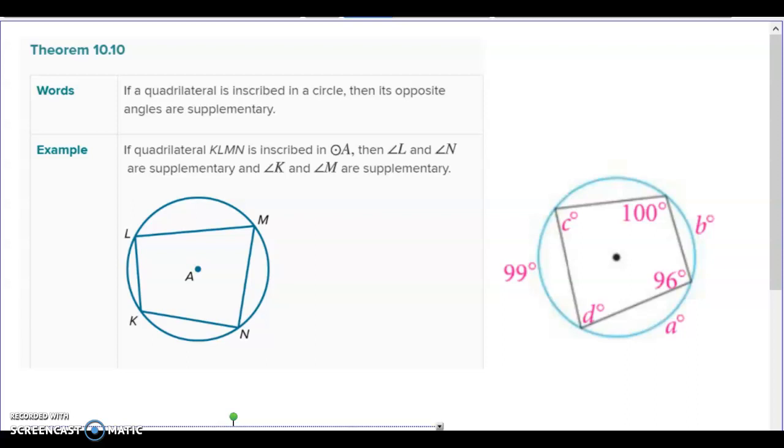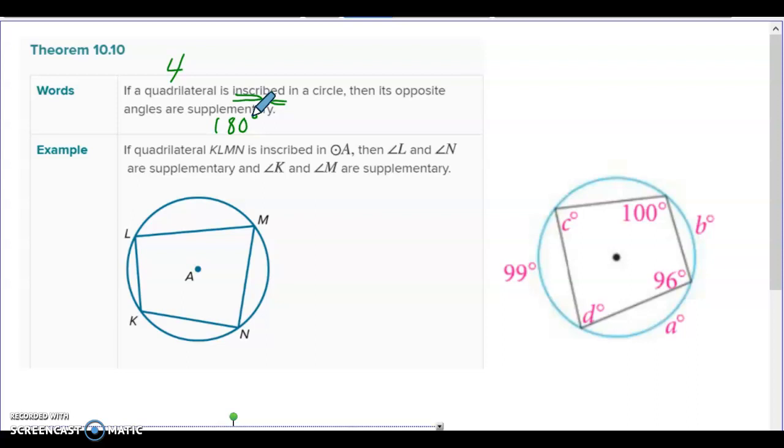All right, so the last theorem that we have here says, if a quadrilateral is inscribed in a circle, right, so a quadrilateral is a four-sided figure, and if it's inscribed, so we talked about that earlier in the year, inscribed means it's inside and all four of the corners of the quadrilateral are touching the edge of the circle. Then its opposite angles are supplementary, and supplementary meant 180.